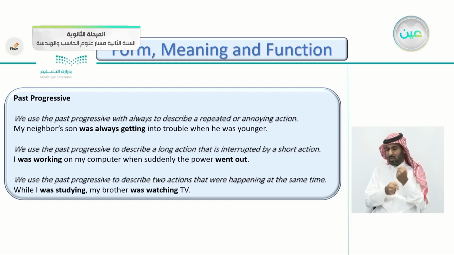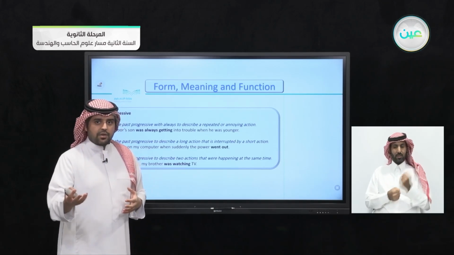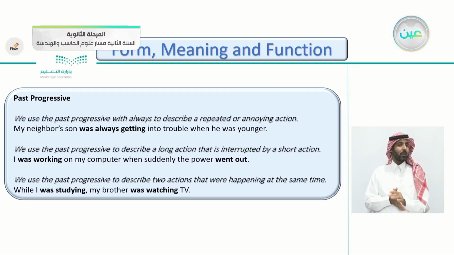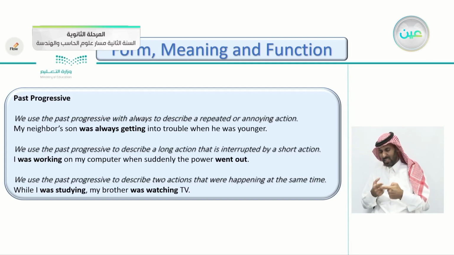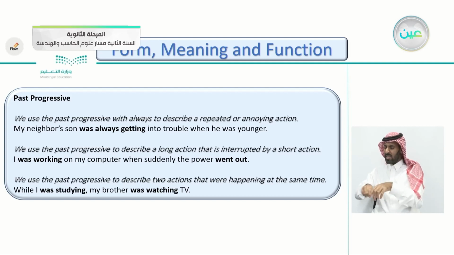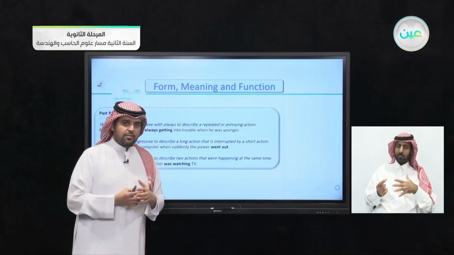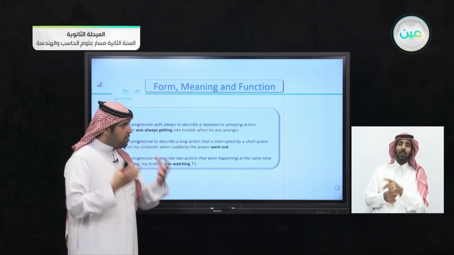We use always to describe an annoying action. You're always doing this. You're always doing that. You feel annoyed from him. My neighbor's son was always getting into trouble when he was younger. So this is an annoyance from someone. When you're annoyed from someone, you tell him, you were always doing that to me. You say that with annoyance.